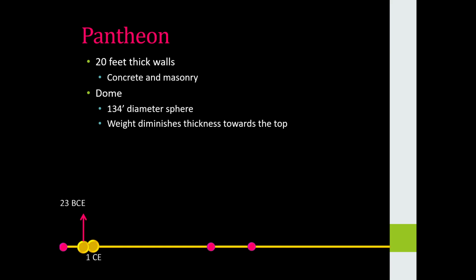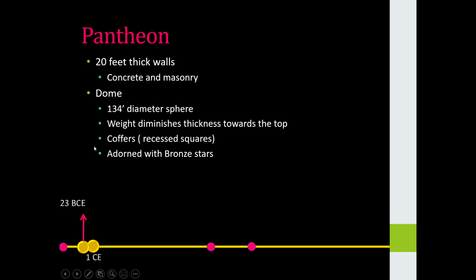Now, the way you built it was with coffers. And coffers are like big blocks of cement, but imagine them being carved out. So you had these really large, semi-square, kind of pyramidic looking blocks of concrete that were put side by side, one on top of the other until all of them were connected to make a complete dome. And last but not least, it was adorned with bronze stars.